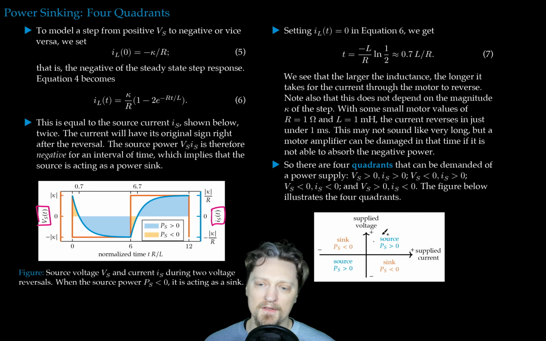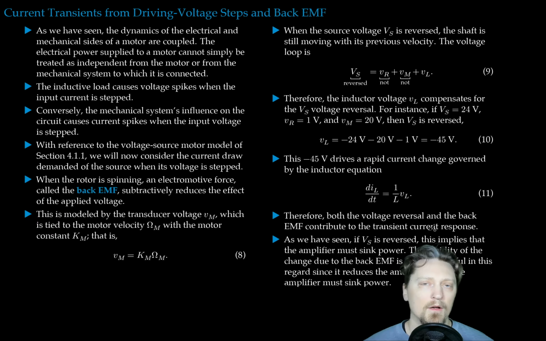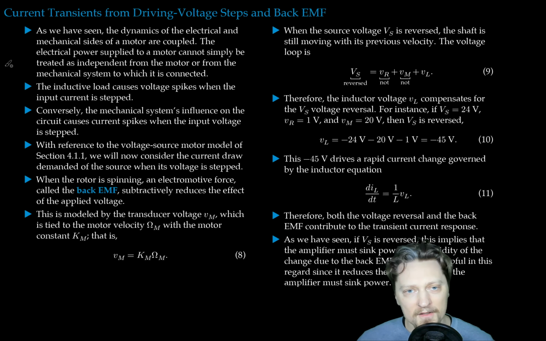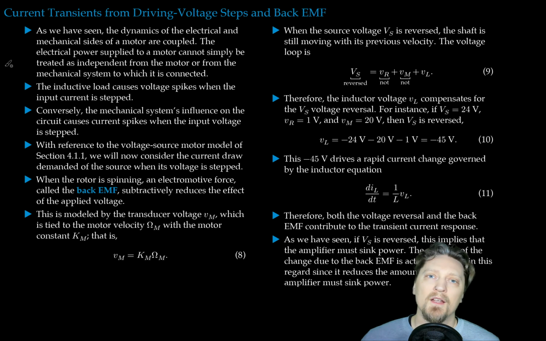In 2 of the quadrants, the source is supplying power to the circuit. In 2 of the quadrants, the source is sinking power from the circuit. Current transients from driving voltage steps and back EMF: this is the 3rd challenge in driving motors. As we have seen, the dynamics of the electrical and mechanical sides of a motor are coupled. The electrical power supplied to a motor cannot simply be treated as independent from the motor or from the mechanical system to which it is connected.